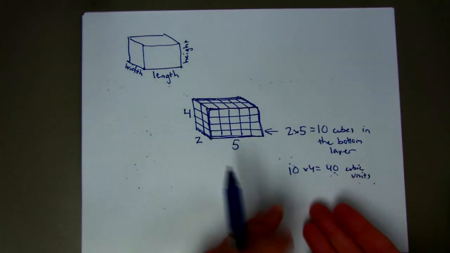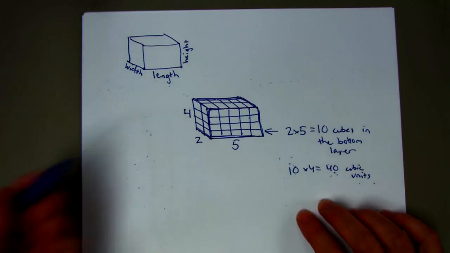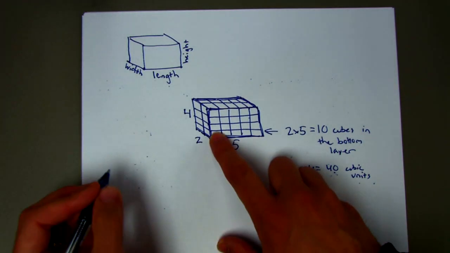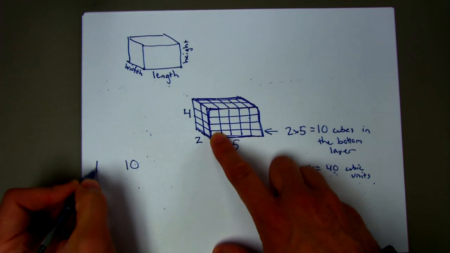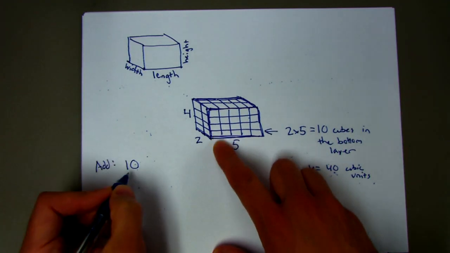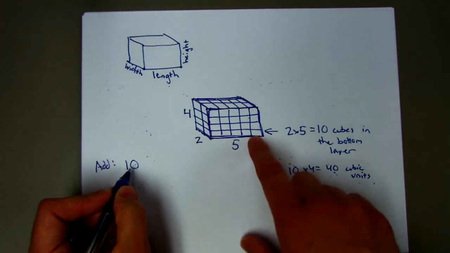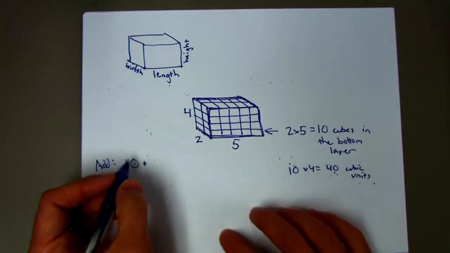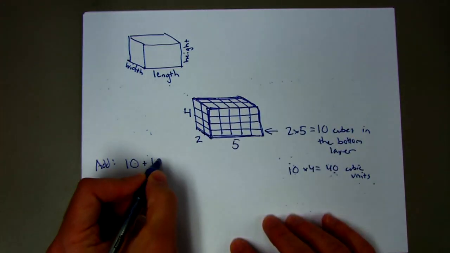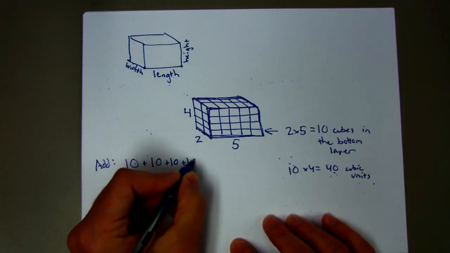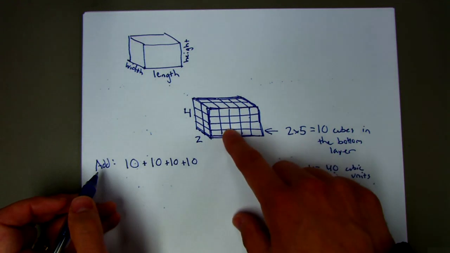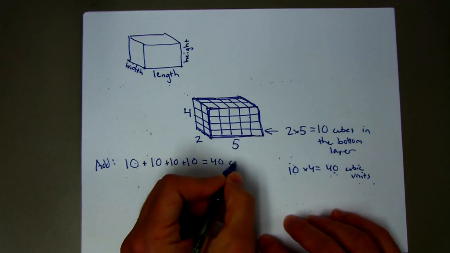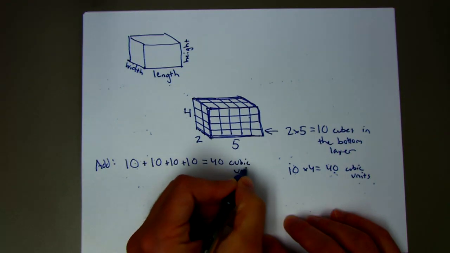So that's the way to do this using multiplication, but you might have also thought of this as an addition equation. Once you find the number of cubes in the bottom layer, 10, here I'll write ADD for addition equation. So I know there are 10 cubes in the bottom layer, and then there are 4 layers, so there will be 4 layers of 10, 4 copies of 10. 2, 3, 4. So I can write this as an addition equation as well. 10 plus 10 plus 10 plus 10 equals 40 cubic units.